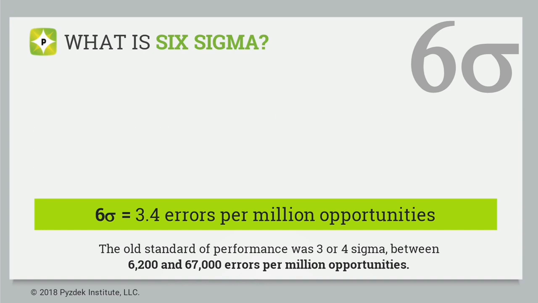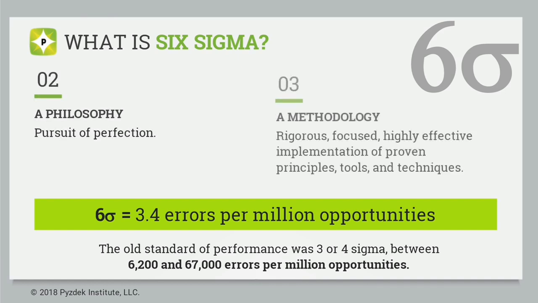Six Sigma is also a philosophy that relentlessly pursues perfection in operations. Six Sigma is a methodology that provides a framework for applying proven principles, tools, and techniques. The technology used in Six Sigma was around long before Six Sigma came along. But Six Sigma put it to use in new and more effective ways.